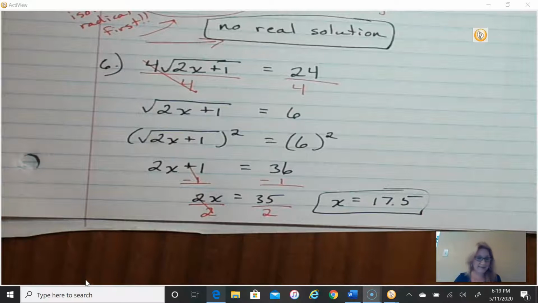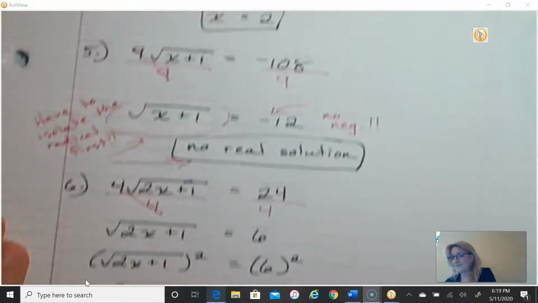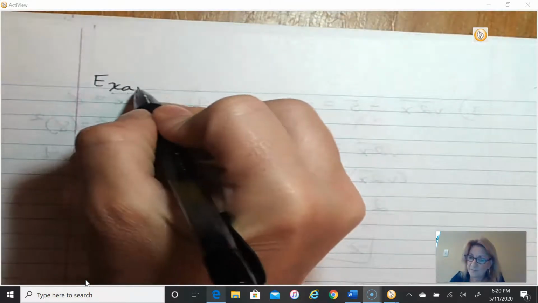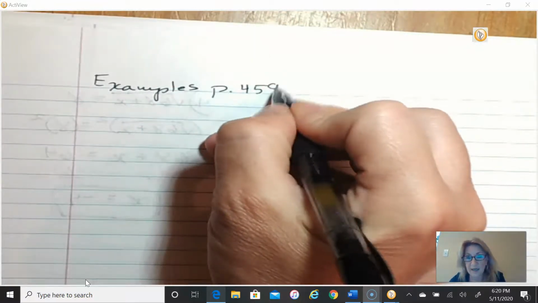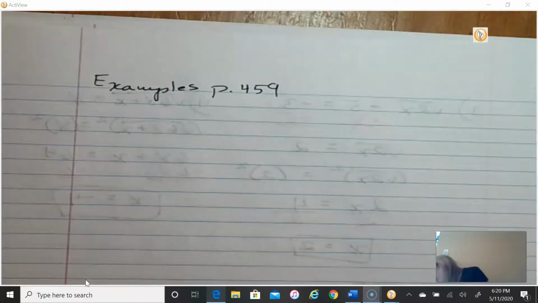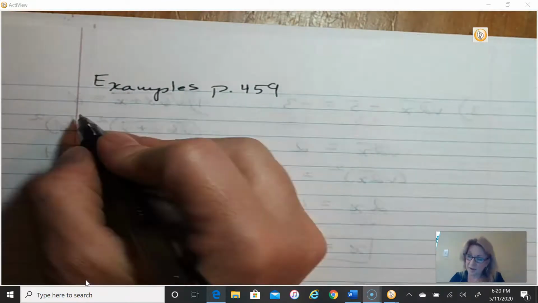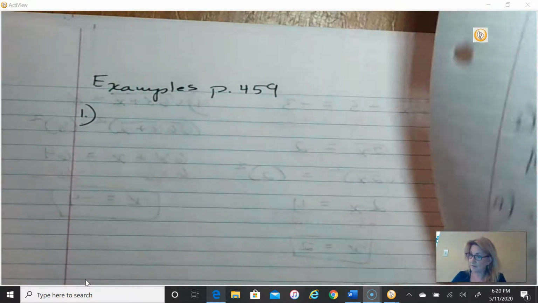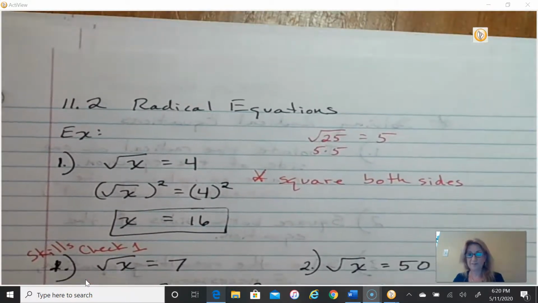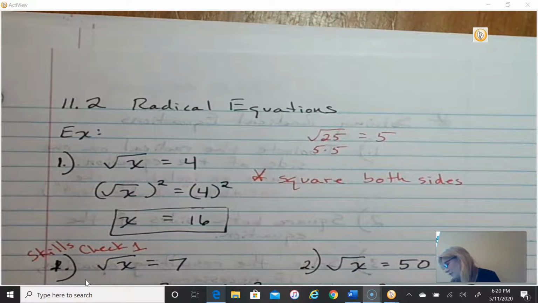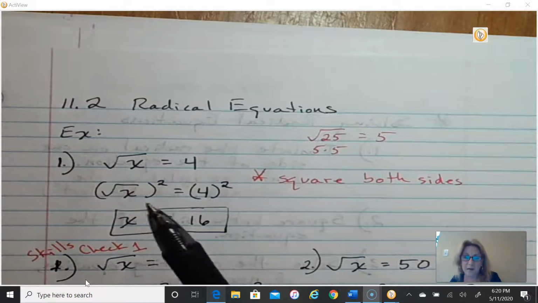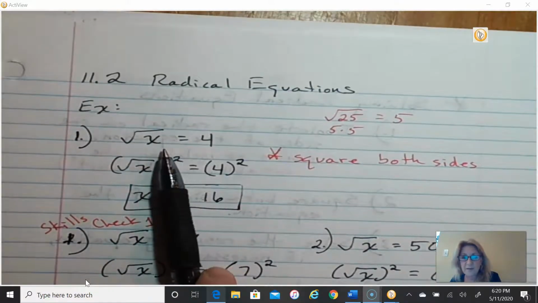All right, let's now open our books to page 459. If you notice, I've already done number 1 for you because I got confused. Number 1 is this right here. So look in your book. The directions say solve and check the following equations. If no answer exists, state no real solution. So here you go. This is the problem.